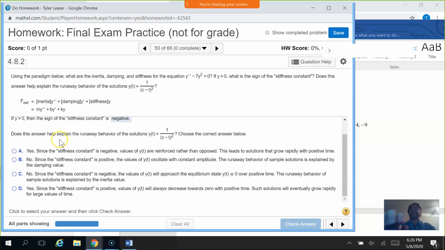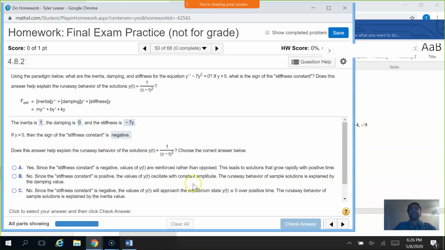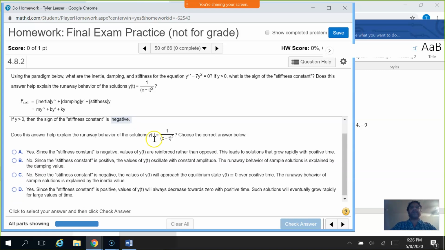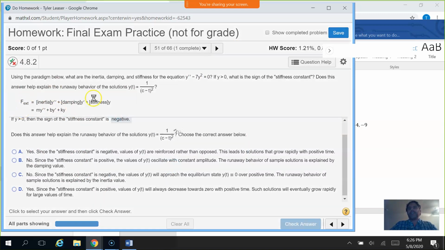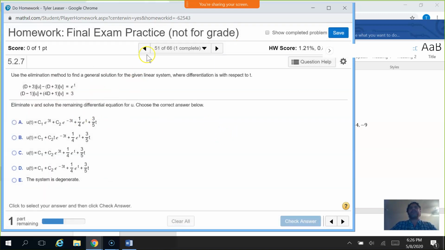Does this answer help explain the runaway behavior of this solution? You can read through that, but the answer should be, yeah, it does explain why. It explains why because when you are to the right of the equilibrium, the stiffness is negative, which means this is a spring that never comes back to equilibrium. As soon as you move it slightly away from equilibrium, it just blows up to the right forever and ever. So it's not a realistic spring. But anyway, you'll have questions like this where you're using the spring stuff to answer some kind of modeling questions.